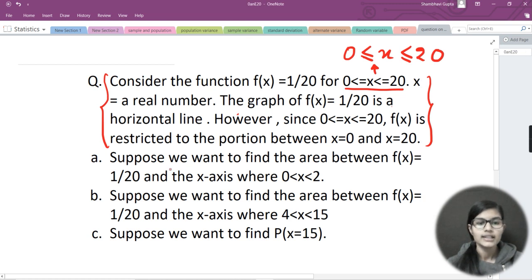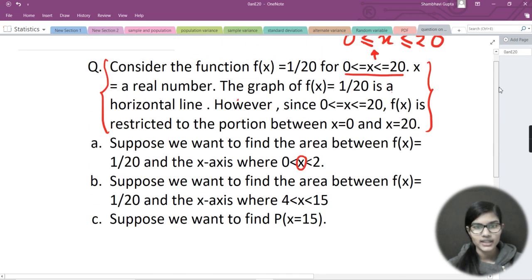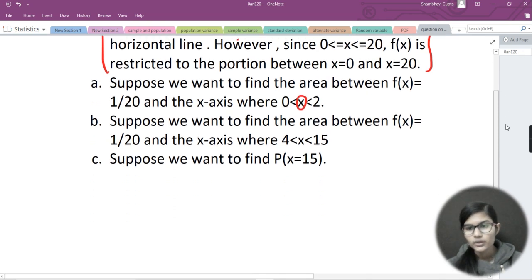Now we have certain sub-questions. The first sub-question is: suppose we want to find the area between f(x) = 1/20 and the x-axis where 0 < x < 2. So we want to find the probability for this x, right? Now let's move towards drawing the graph, and let's read once more: f(x) = 1/20 is restricted to 0 and 20.